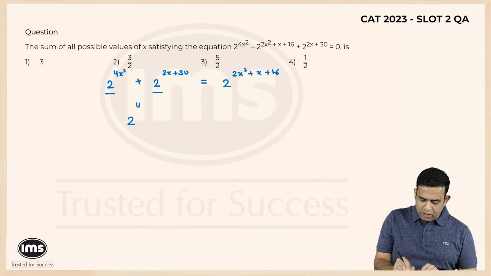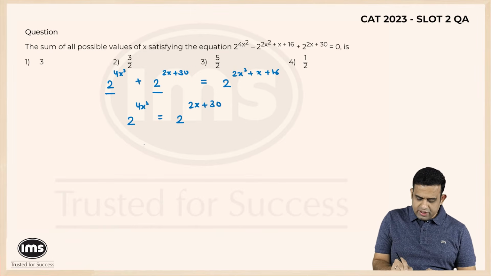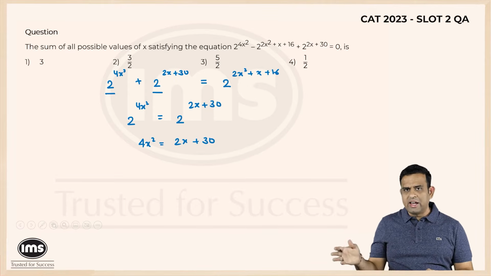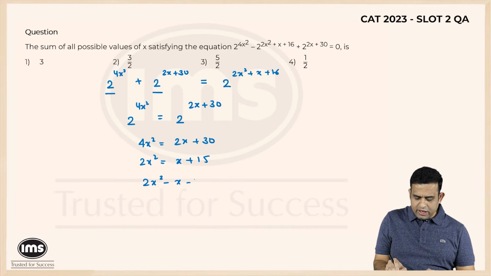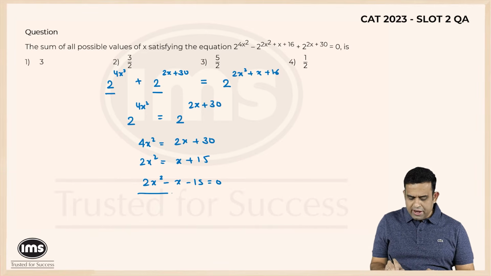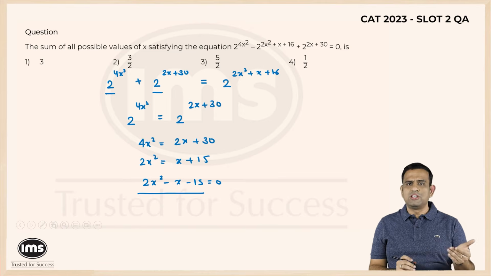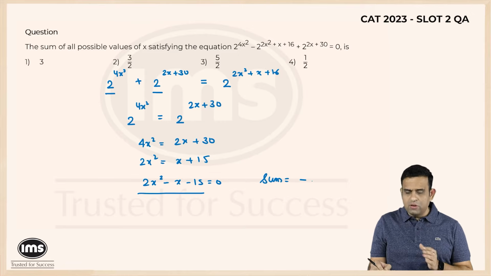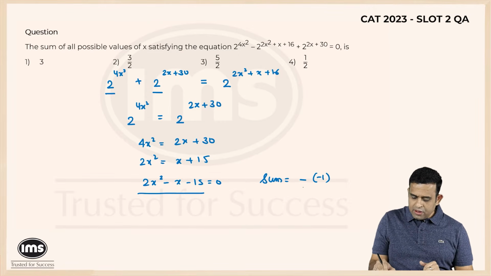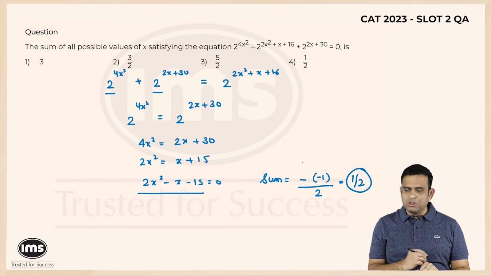So if I equate them, 2 power 4x square is equal to 2 power 2x plus 30, then one can say 4x square is equal to 2x plus 30. I can cancel the entire thing by 2, giving you 2x square is equal to x plus 15. If I bring everything to the left hand side, 2x square minus x minus 15 equals 0. And again, once we get a quadratic, we have to find the sum of all possible values of x. So the required sum of the roots would be equal to minus the coefficient of x, which is -1, upon the coefficient of x square, which is 2. And this becomes 1 by 2.